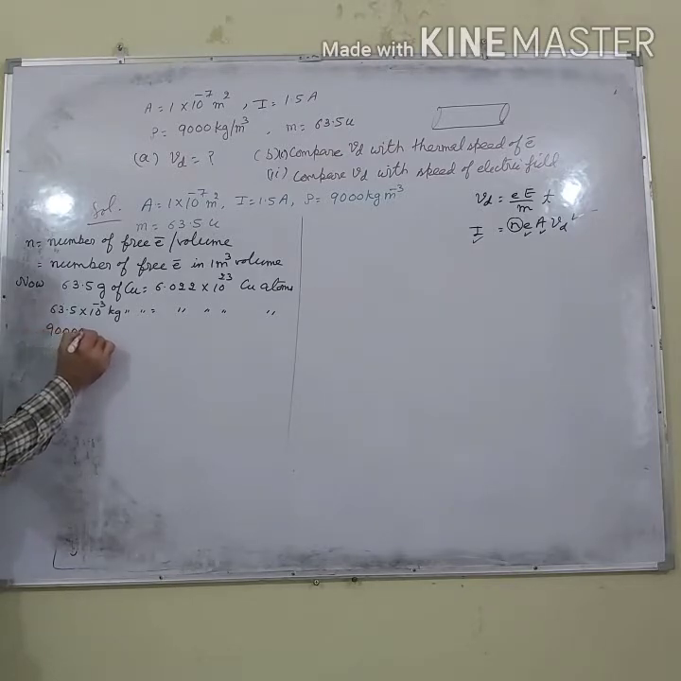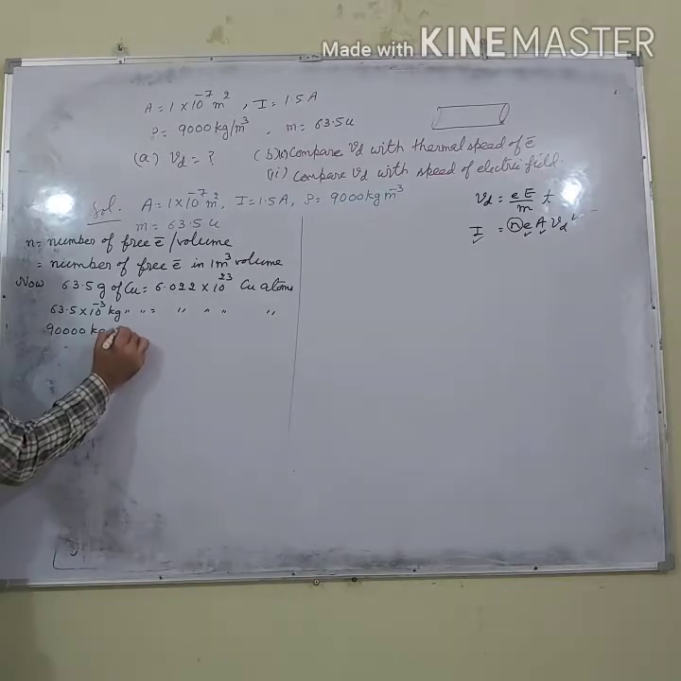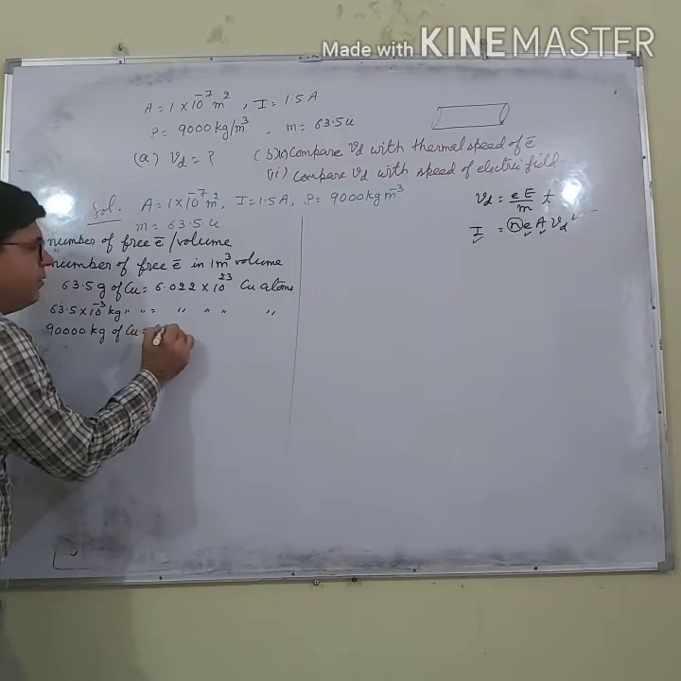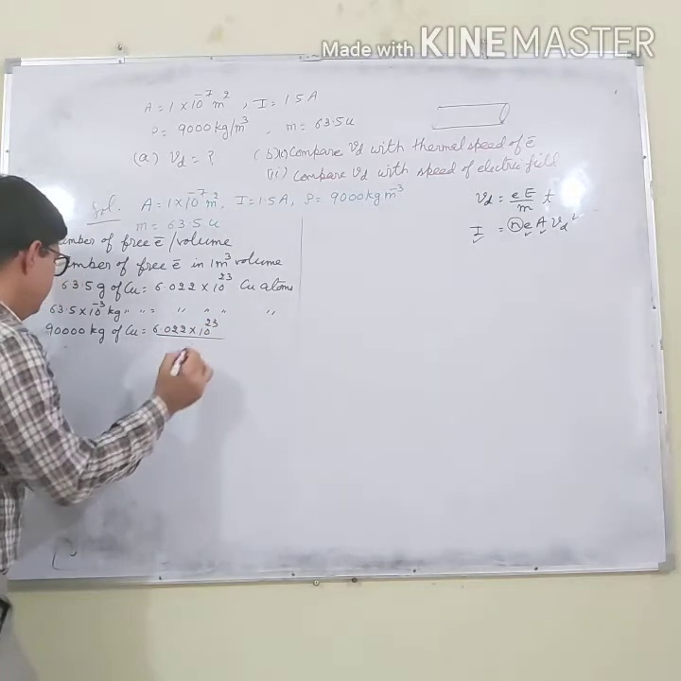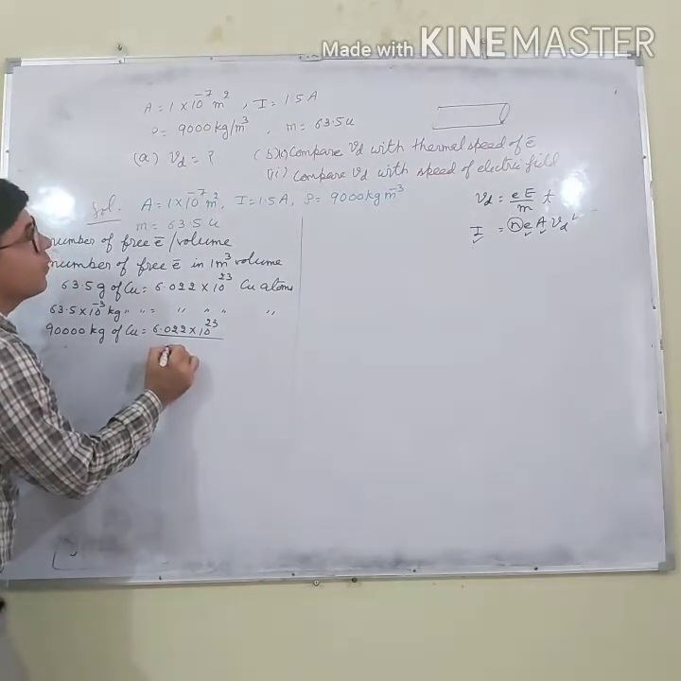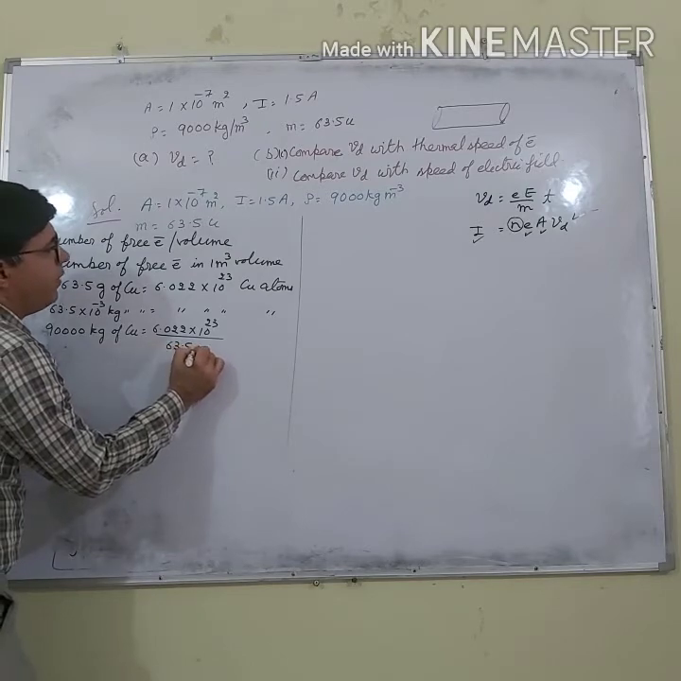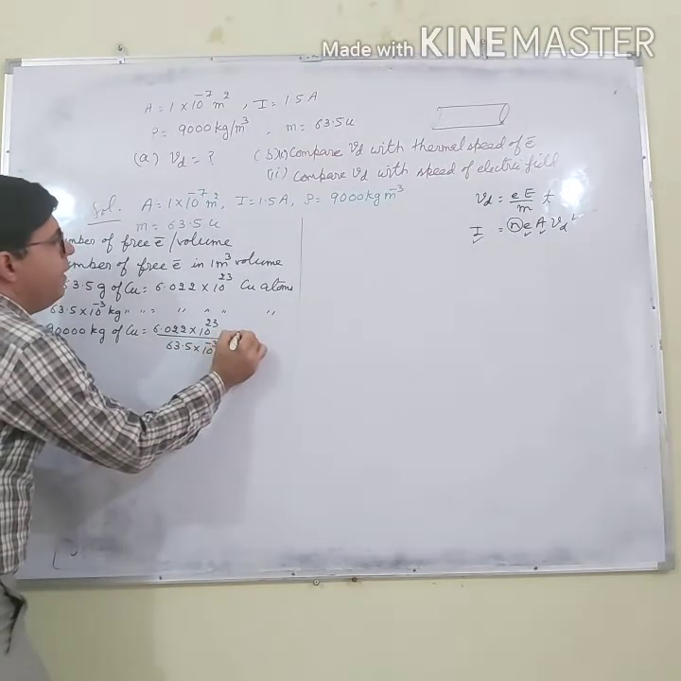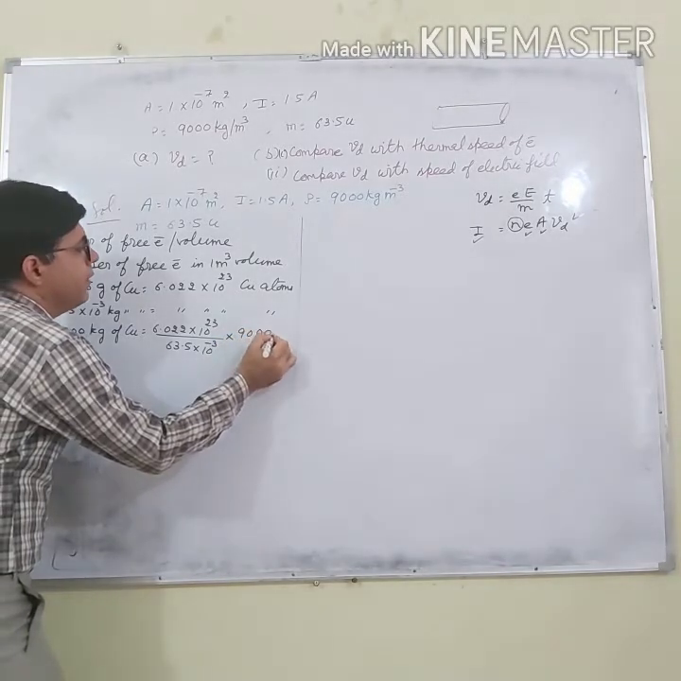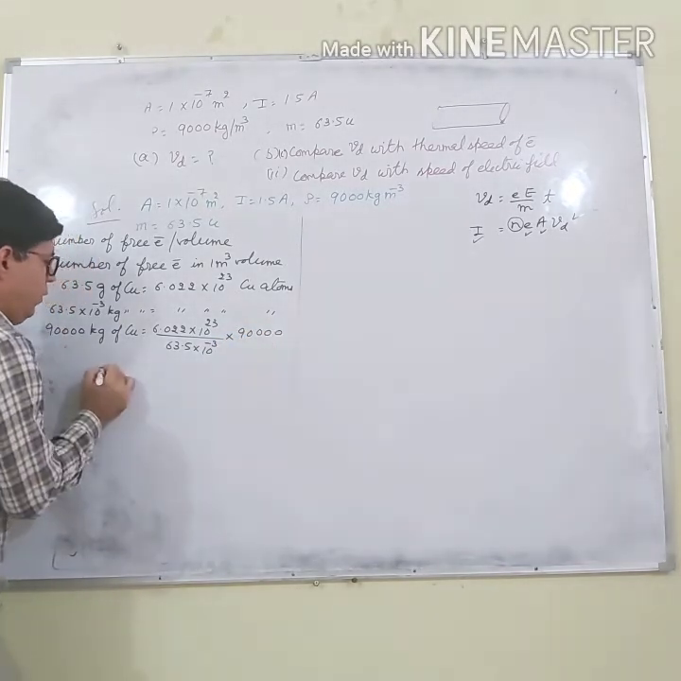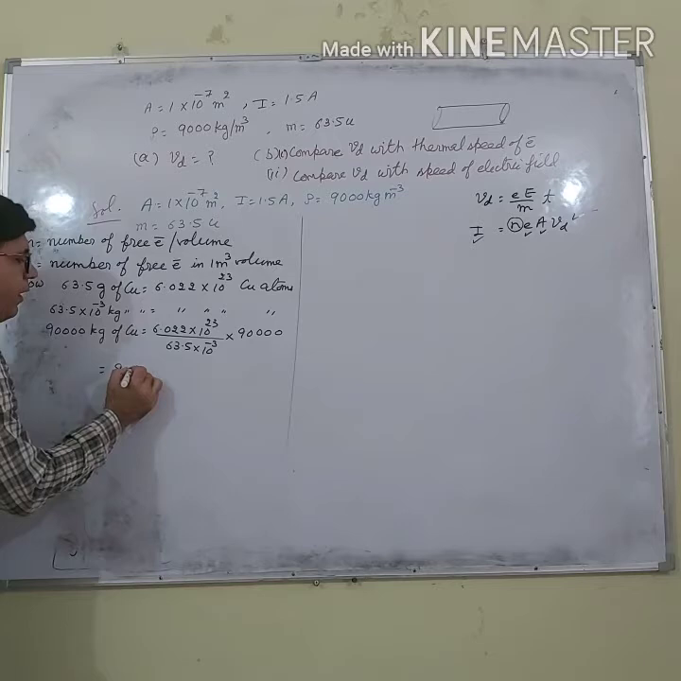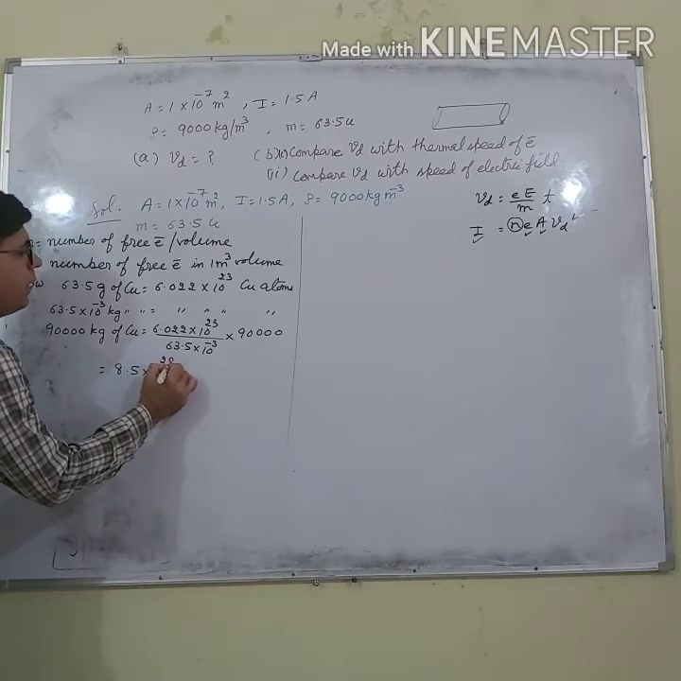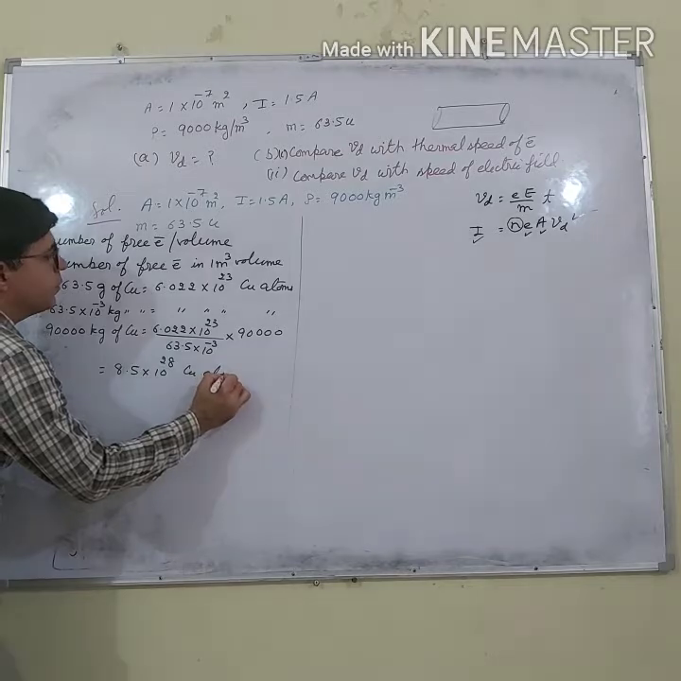If I ask, 9000 kilogram of copper, how many atoms are present in it? Very simple, 6.022 10 to the power 23 divided by 63.5 10 to the power minus 3 multiplied by 9000. So if you solve this, it will be 8.5 into 10 to the power 28 copper atoms.